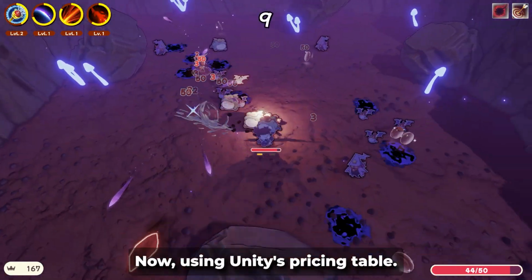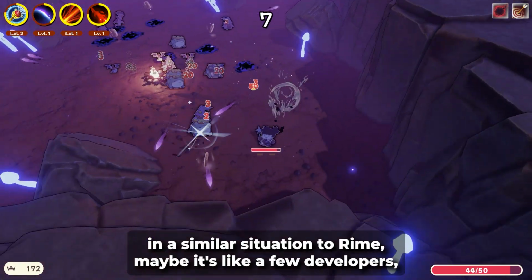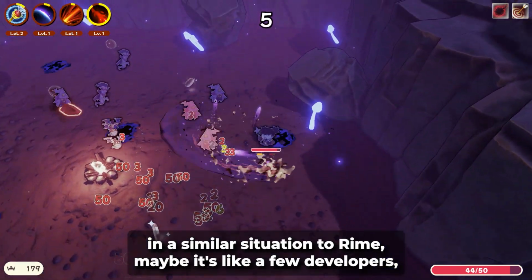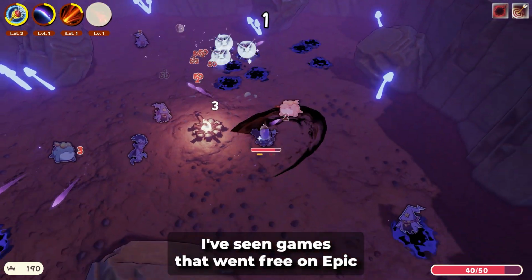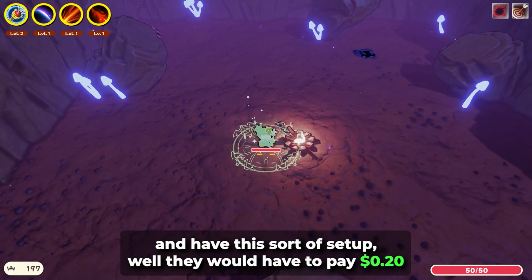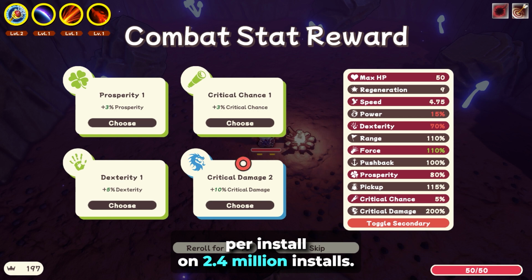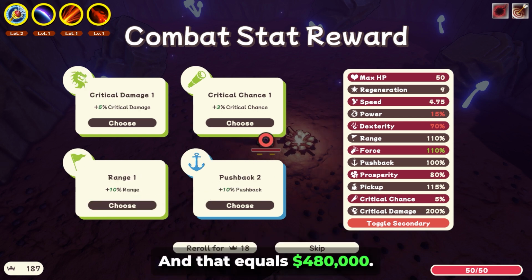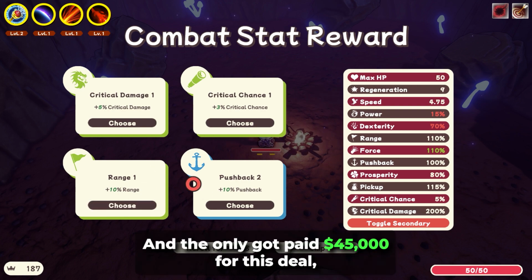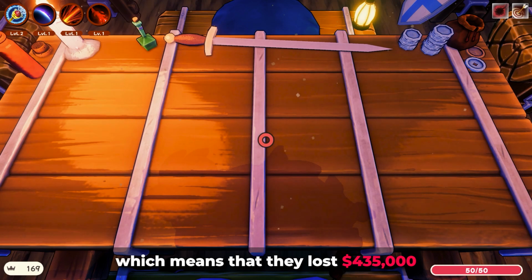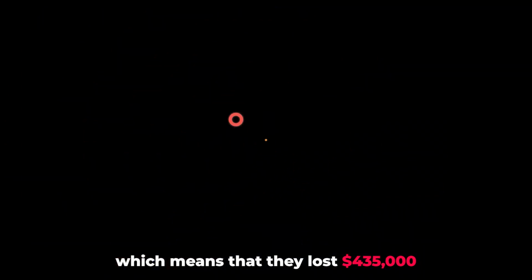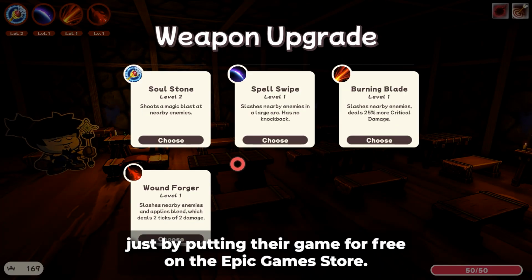Now, using Unity's pricing table, if there is a game in a similar situation to Rime, and maybe it's one or two developers, a small indie team, which is not uncommon, I've seen games that went free on Epic and have this sort of setup, well, it would have to pay 20 cents per install on 2.4 million installs, and that equals $480,000, and they only got paid $45,000 for this deal, which means that they lost $435,000 just by putting their game for free on the Epic Game Store.